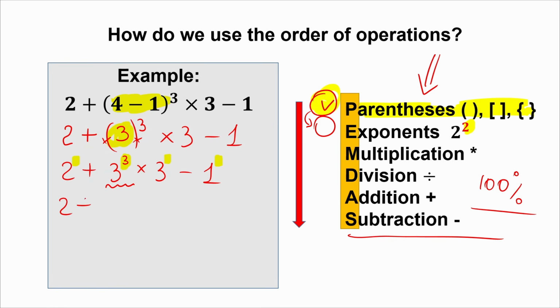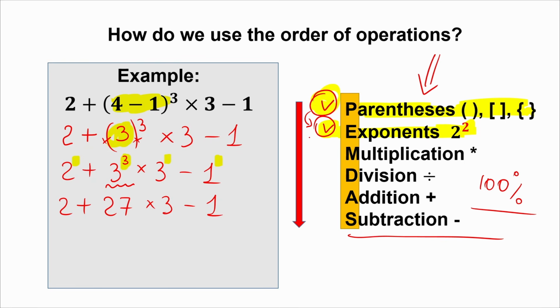So we have 2 plus 3 to the power 3, equal to, so we have 3 cubed. Basically 3 times 3 times 3, which is 27, and times 3 and minus 1. So we complete this exponent part. And as I said before, this is our example with everything. We have exponents, powers, parentheses.